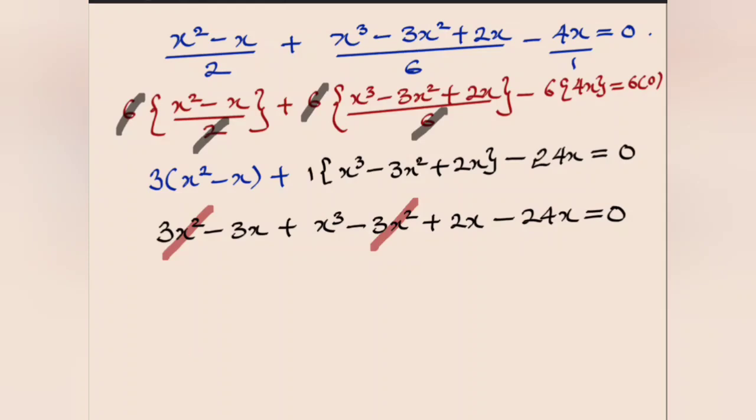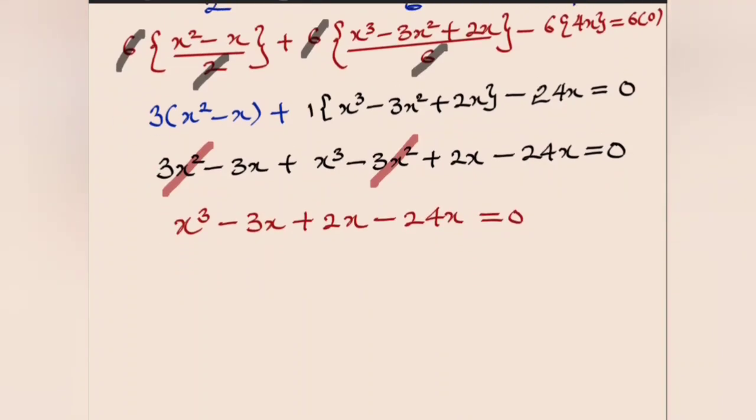What we have left, let's arrange them according to the power of x. We have x raised to the power 3, then let's put this minus 3x, then this plus 2x, then minus 24x, all equal to 0. So all we have here, x cubed minus 3x plus 2x, that is minus x, minus 24, that is minus 25x is equal to 0.